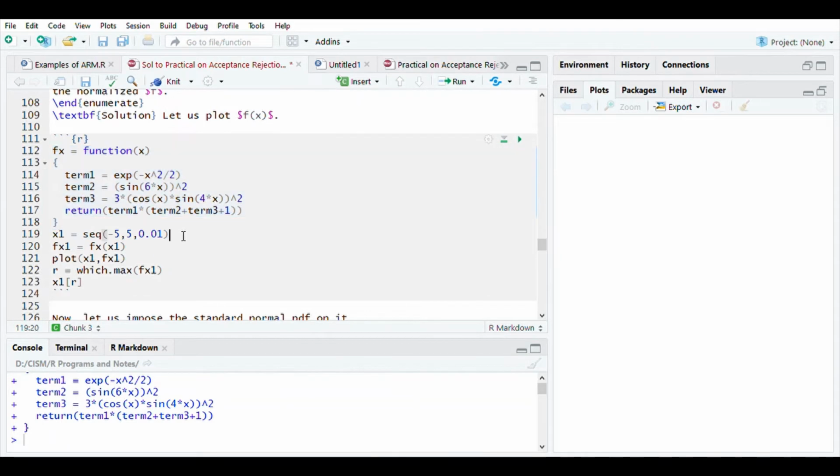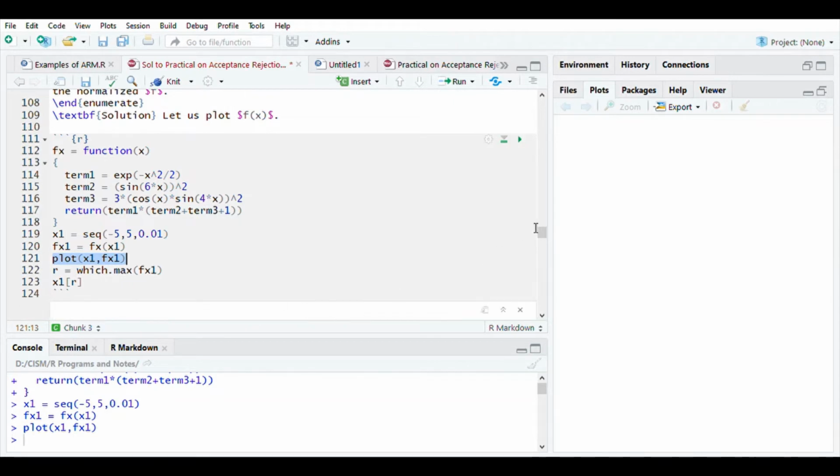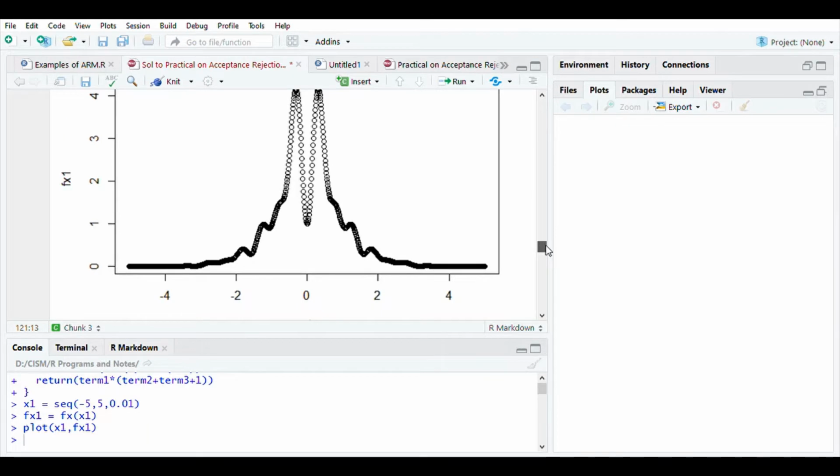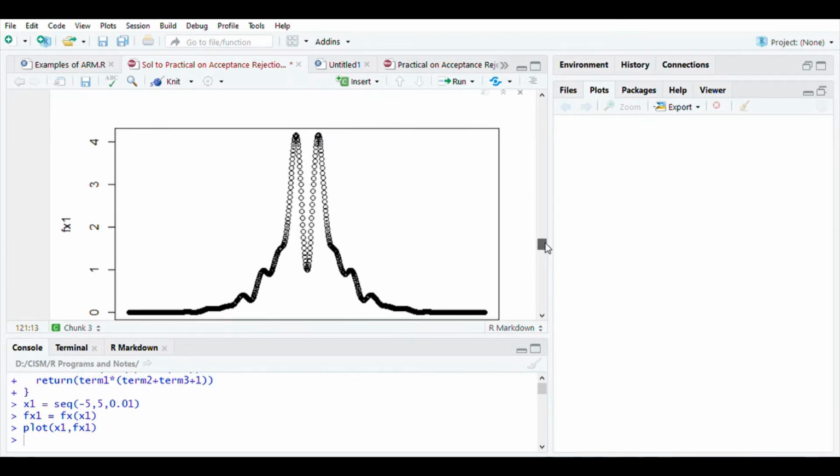Okay, now let us try to get the plot of it. So see how the PDF looks like. It looks like a bimodal PDF. In fact, two modes are taking exactly same value. So two peaks are clearly visible here. It's an odd looking distribution, isn't it? The way it looks.